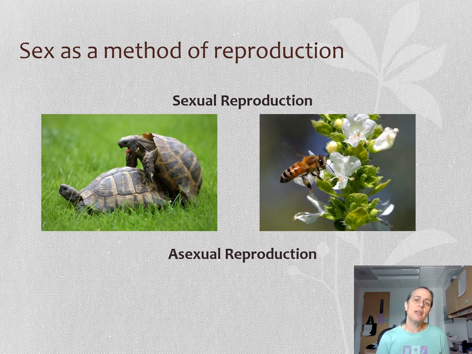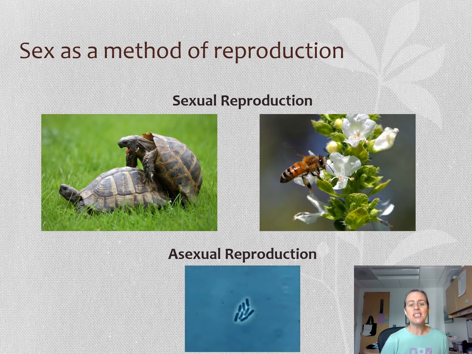So sexual reproduction is often posited as opposed to asexual reproduction. So asexual reproduction is like, I'm good. I don't need anybody else's genetic material. I'm just going to make more of me because I am fabulous, right? That is asexual reproduction. It's basically cloning. And we do see that in some species.